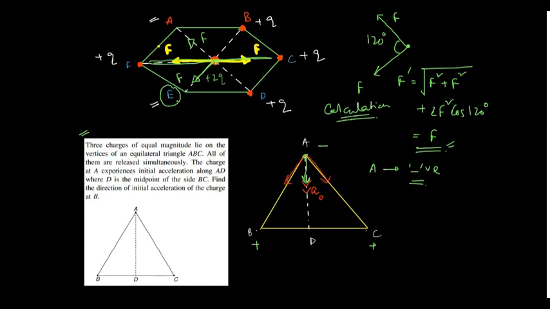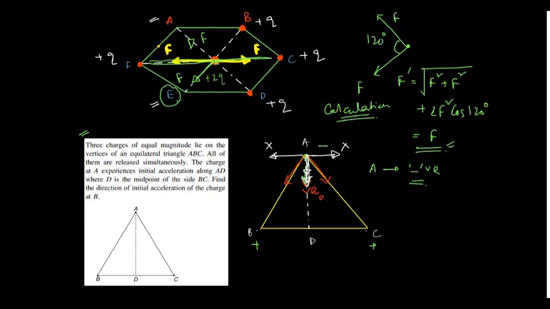There are two forces, horizontal and vertical components. The horizontal components cancel each other. These are the net forces because of which it will accelerate, right? So that is the only point we need to know. So A is basically a negative charge.